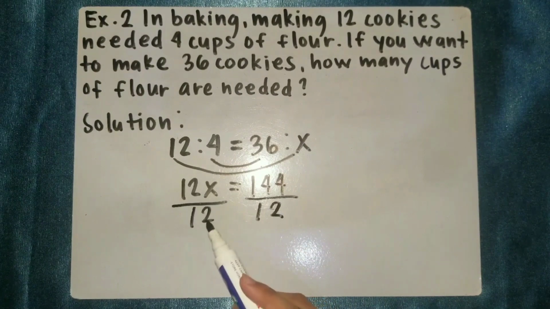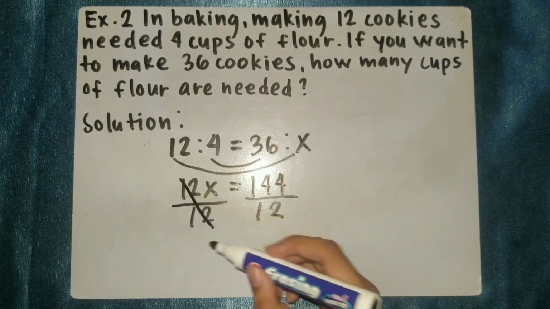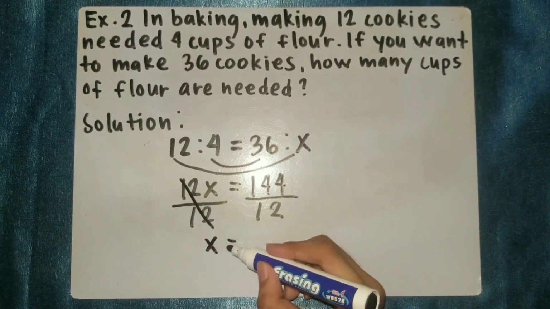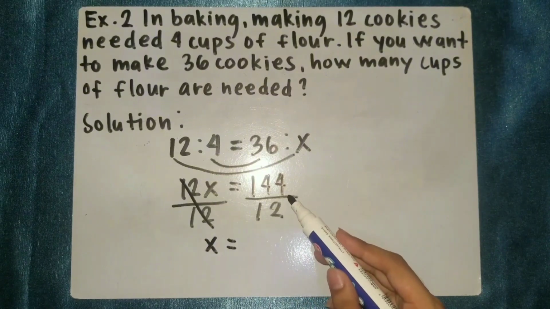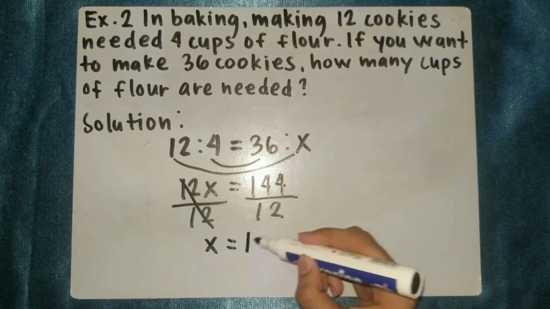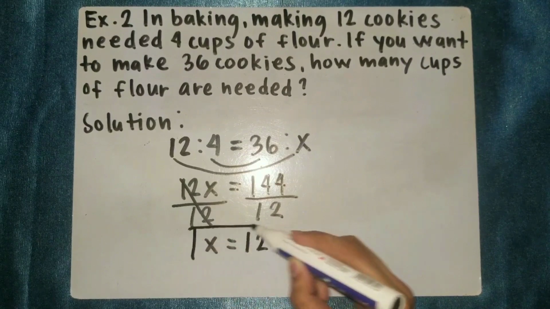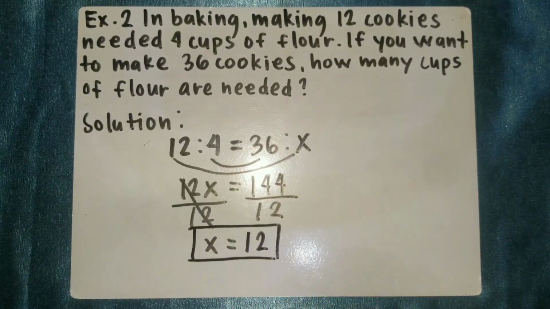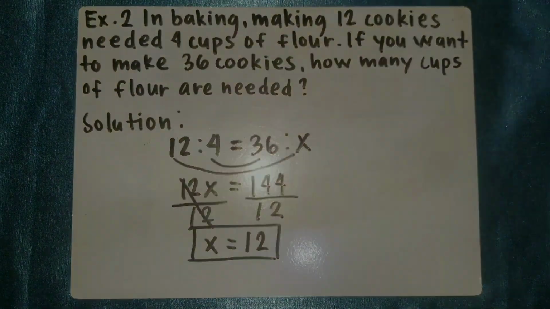12x divided by 12, nakakancel na to, at x na lang yung matitira. 144 divided by 12 equal 12. In conclusion, 12 cups of flour are needed to make 36 cookies.